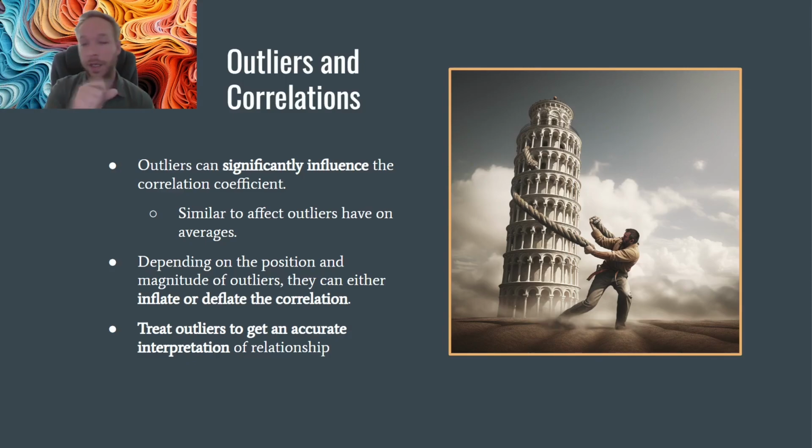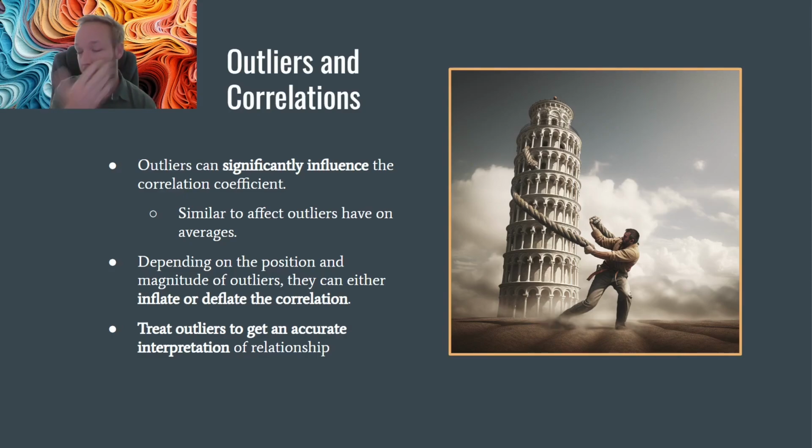So I kind of like this tower of the leaning Pisa where the outlier guy is pulling the tower the other way, right? So you make it look like the tower is straight, right? It's a perfectly straight tower. As we all know, the leaning tower of Pisa is not straight, right? So he's kind of skewing that relationship.